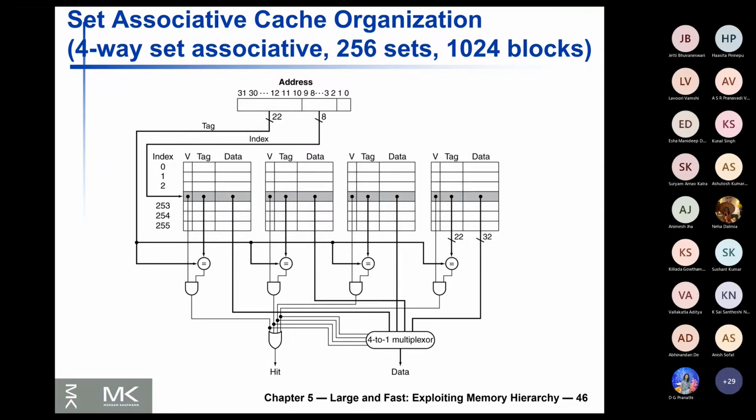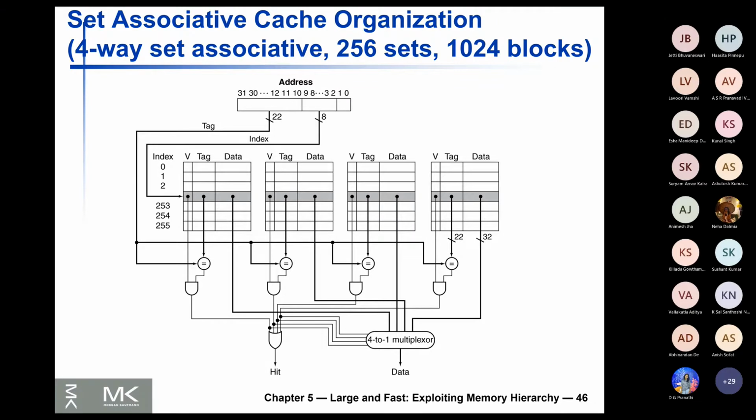Now your search happens in parallel in 4 locations, because this is a 4-way set associative cache. When one of the locations has a hit, that word has to be sent out. So there is a multiplexer mechanism which tells which among these 4 locations the word was found.